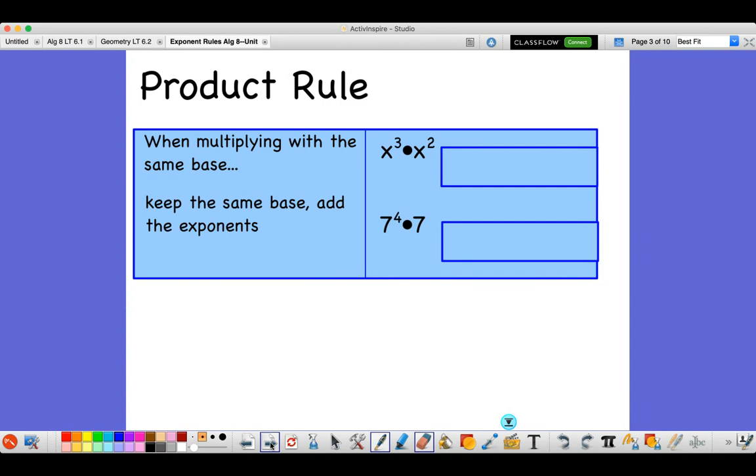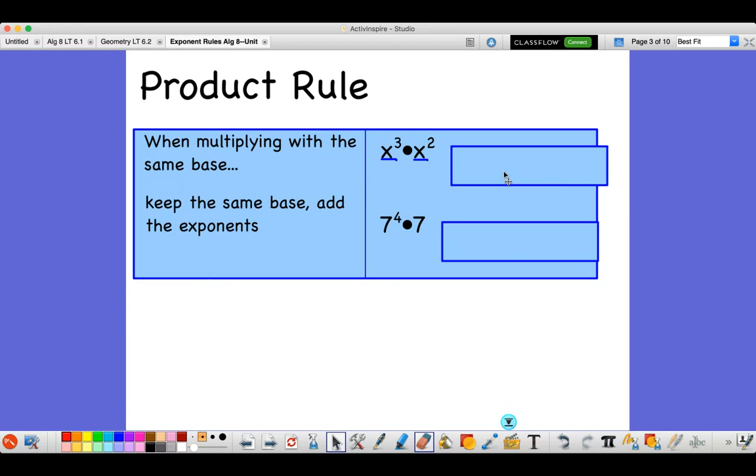Write down product rule. And product, we know, is when we're talking about multiplication. So the product rule is telling me when multiplying with the same base, remember the base is like the x here, the 7 here, those bases have to be the same. We keep that same base and we just add the exponents together. So here's our example: x to the third times x squared. The bases are the same, but my exponents aren't, and so I need to add those together. Copy this problem down. You're going to do this with me.